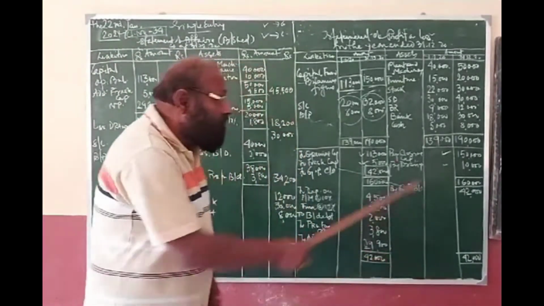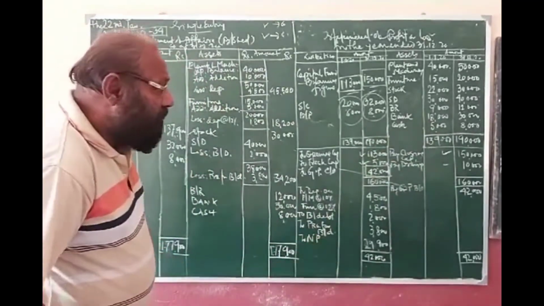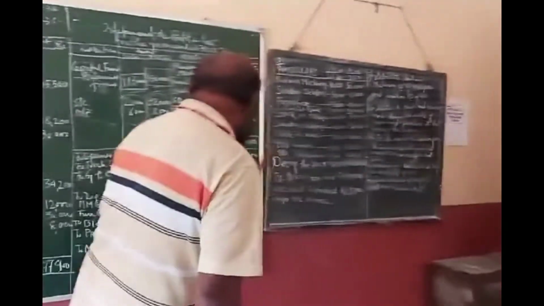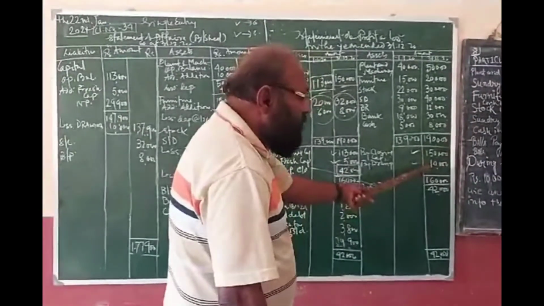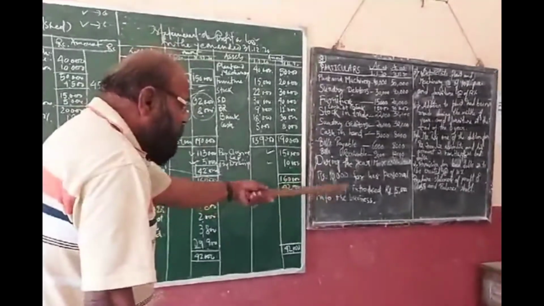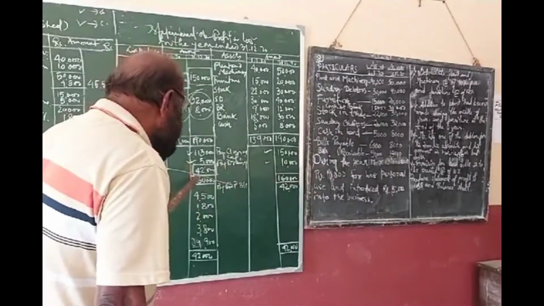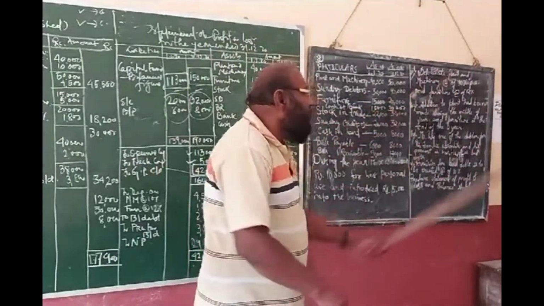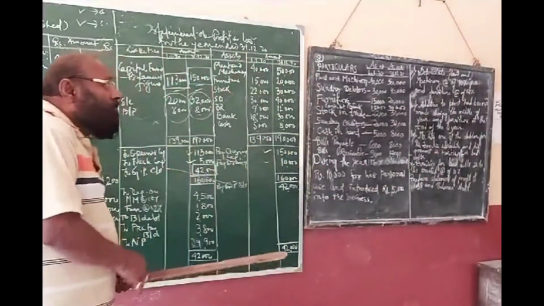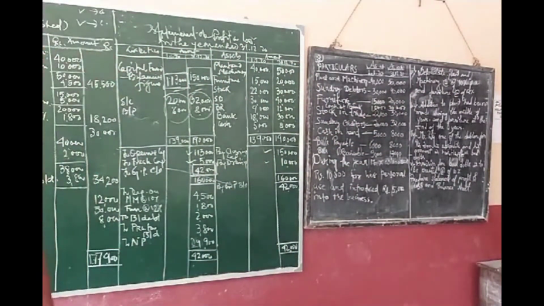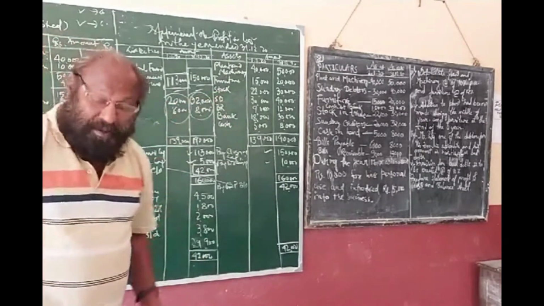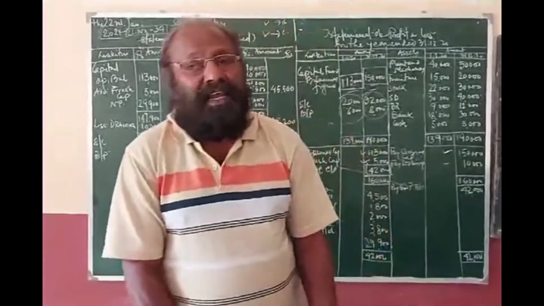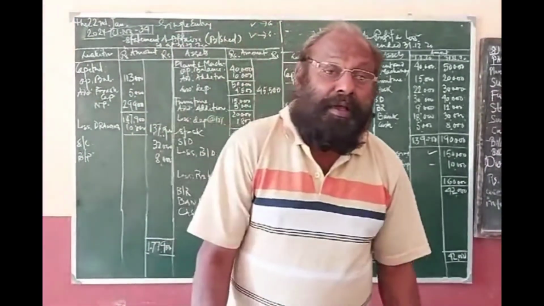Now what are the information given? During the year Mr. X has withdrawn rupees 10,000. We have written that over here, and introduced rupees 5,000. Now we have got the gross profit. Now see over here. Depreciate plant and machinery at the rate of 10% and furniture at the rate of 12%. Here, 10% per annum. This should be clearly discussed, and I have cleared it many times.